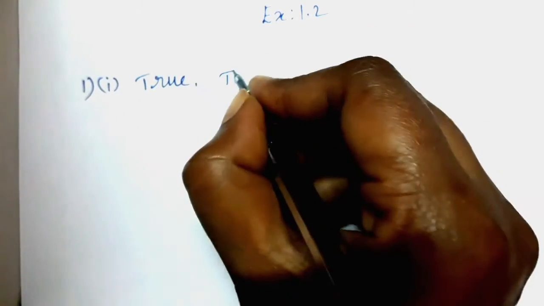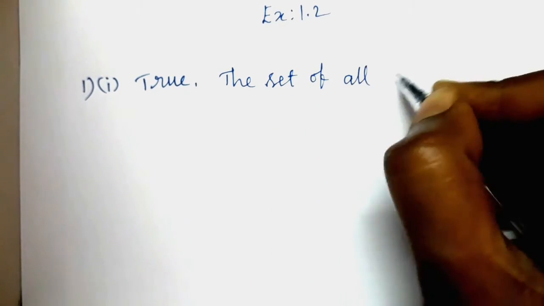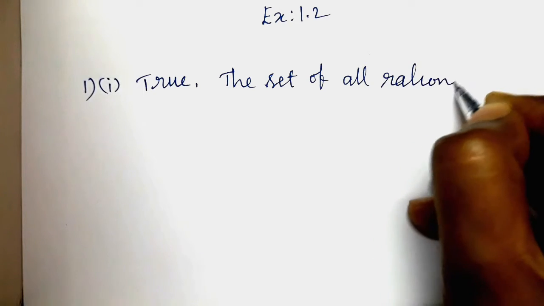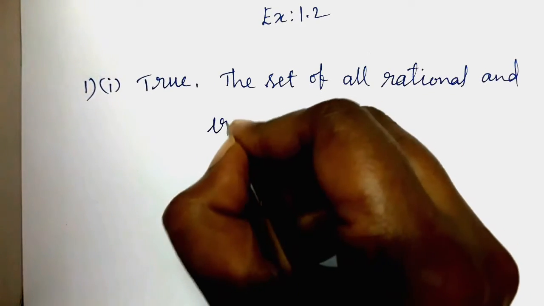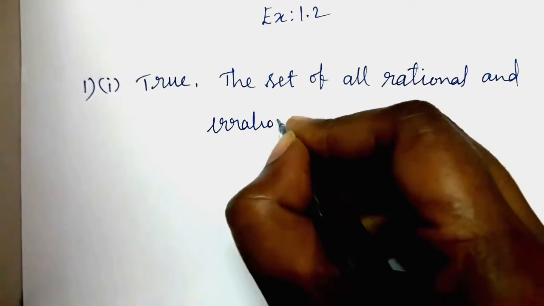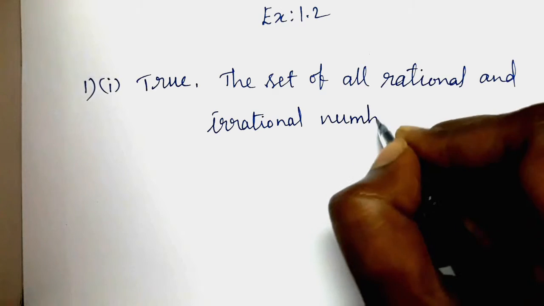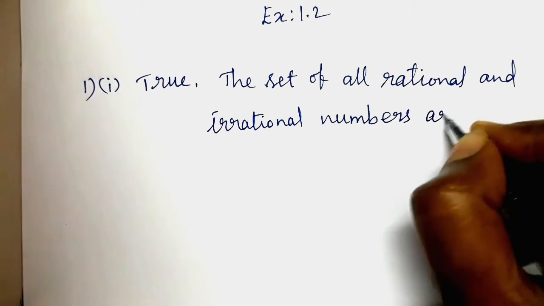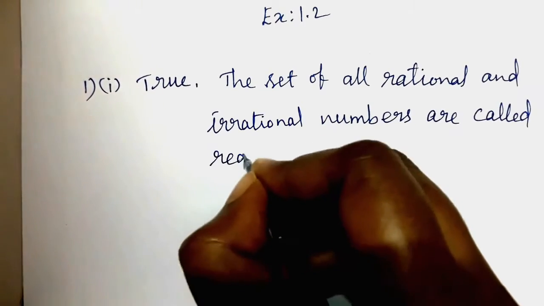because the set of all rational and irrational numbers are called real numbers.